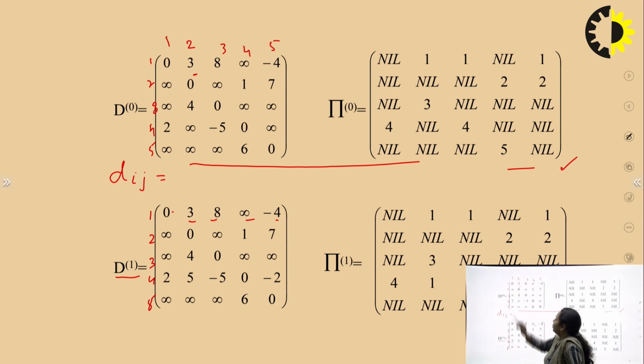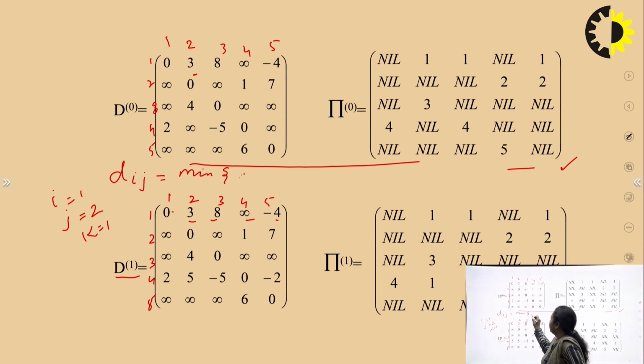Okay. So 1, 2. I have to check whether I have to replace this 3 or not. So what I will do? I will calculate for 1, 2. So i is 1 and j is 2. Now for i equal to 1, j is equal to 2 and k is 1 only. k is 1 here because we are calculating D1. Now what does the formula say?